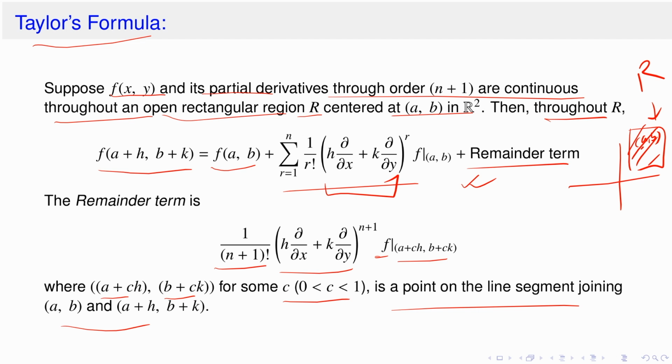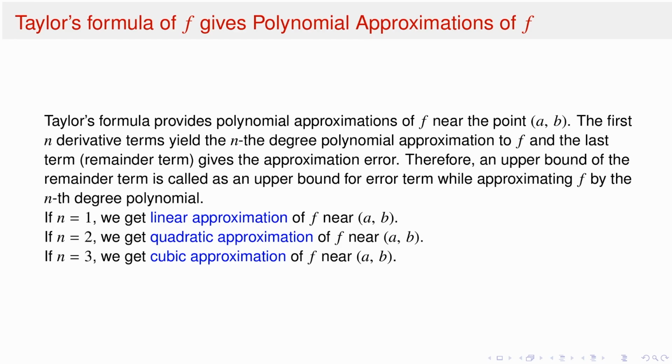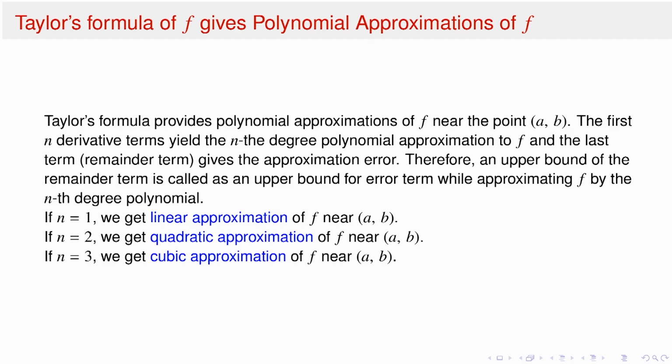So now I will explain how Taylor's formula for f gives a polynomial approximation. Just think about your single variable calculus, and you will be able to see how Taylor's formula of f gives a polynomial approximation. For example, think about a function f from a closed interval [a, b] to R, and suppose I want to talk about Taylor's theorem around the point a.